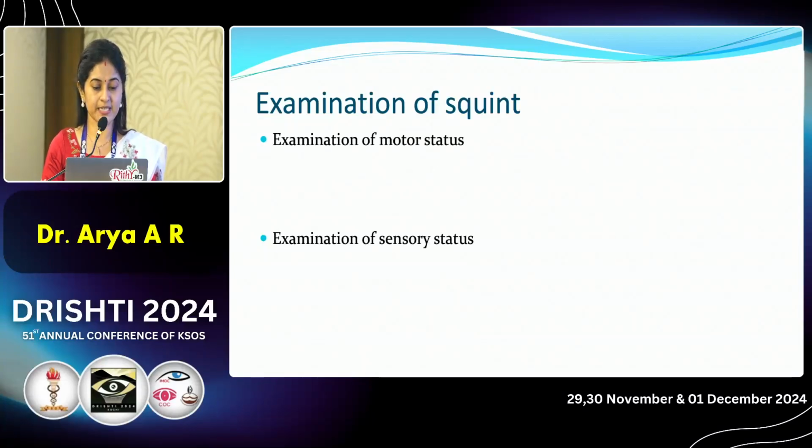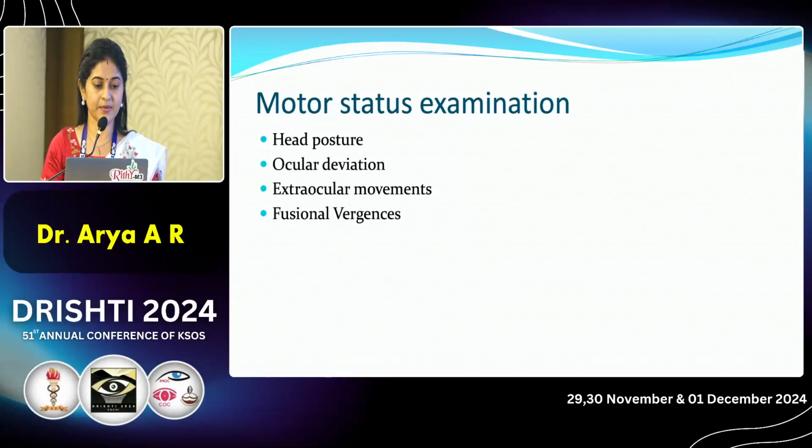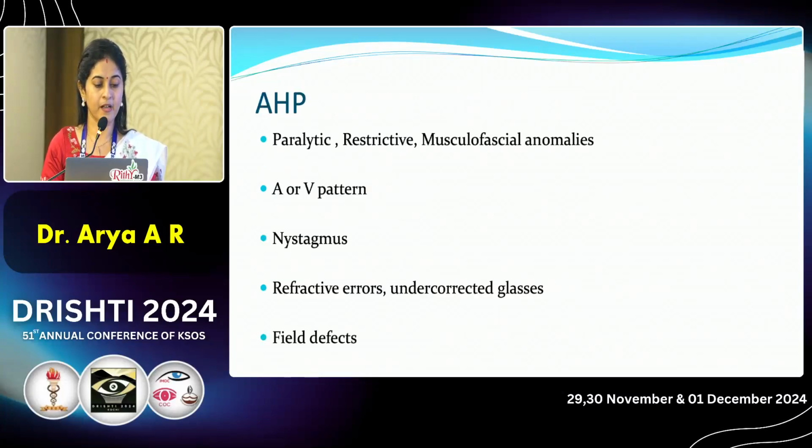Now, examination of squint consists of assessment of motor status, as well as sensory status. The motor status examination consists of head posture, where we have to look for face turn, head tilt, chin elevation or depression, ocular deviation, extraocular movements, and vergences. Now, where do we get this abnormal head posture? You have to think about a paralytic, restrictive, musculofacial anomalies, A or V pattern producing the HP, nystagmus, refractive errors, undercorrected glasses. Field defects can also produce an abnormal head posture.